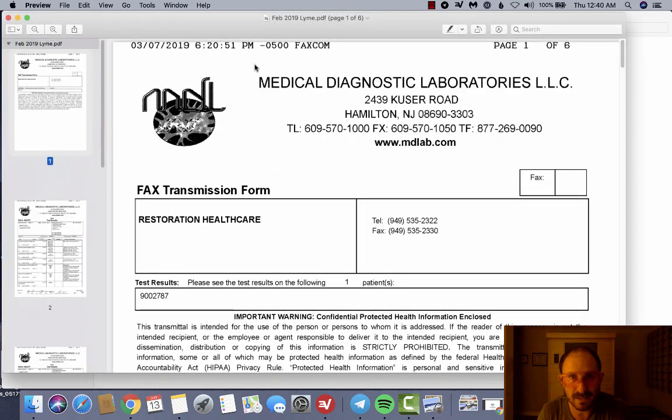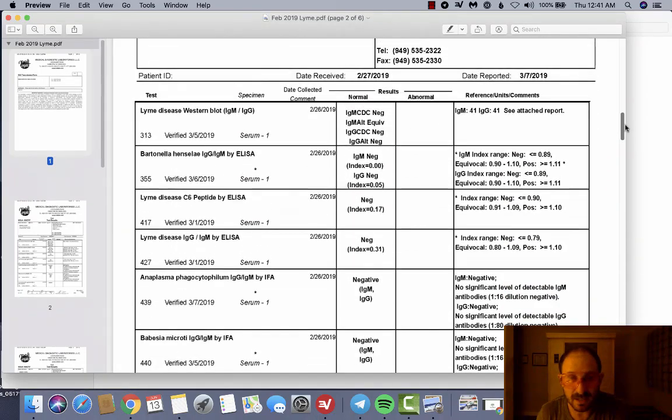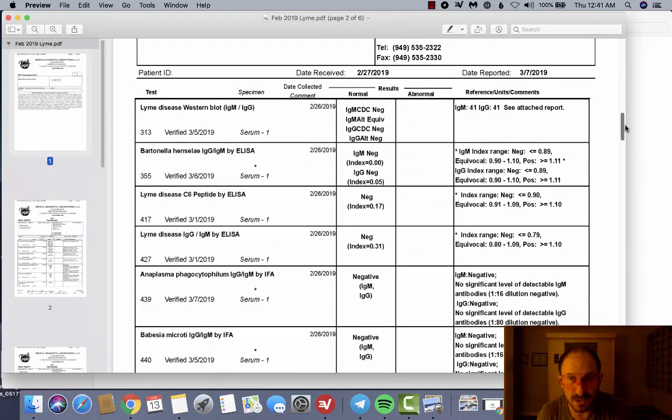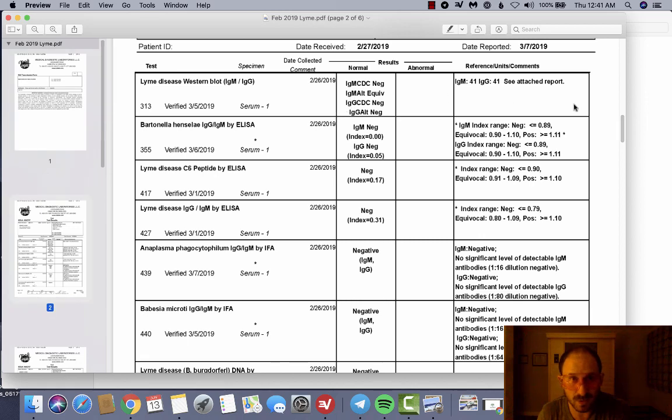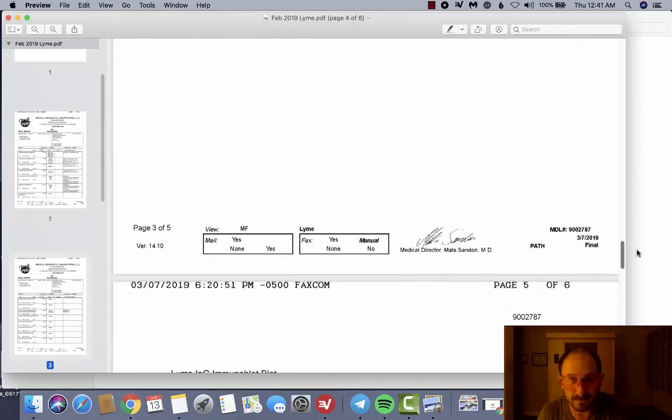Just did a Lyme test through MDL. They're pretty accurate, or really accurate. So my doc was basically like, yeah, you probably don't have Lyme disease anymore. It's probably not your issue. This one's equivocal here. The rest you can see are negative, all negatives here.